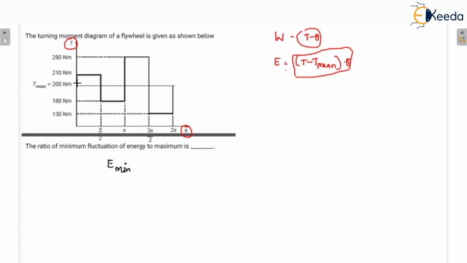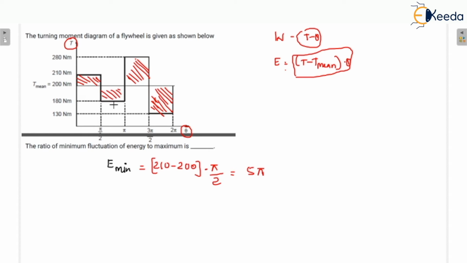So you can see here, this is the area. Let me explain it carefully. This is the first area, this is the second area, this is the third area and this is the fourth area. This is the complete diagram. Now you can see here, this is 210 and this is 200. So 210 minus 200, that is 10, multiplied by theta. Theta here is pi by 2.